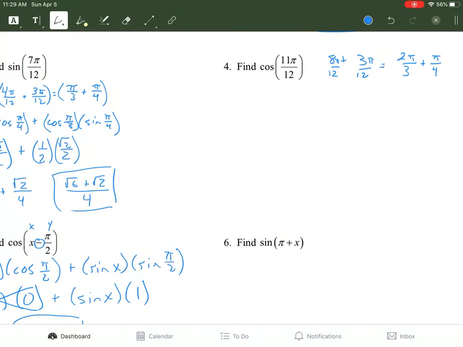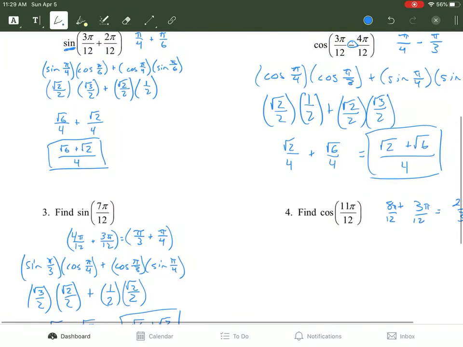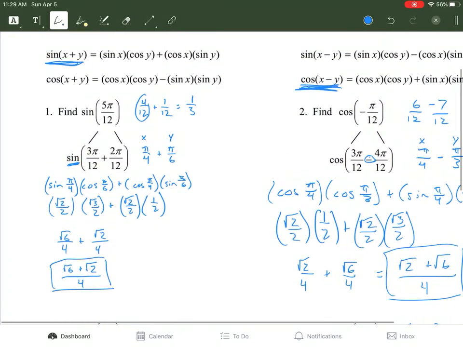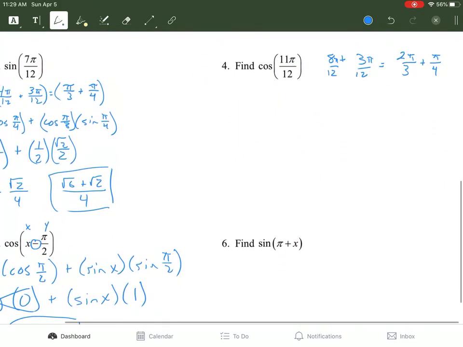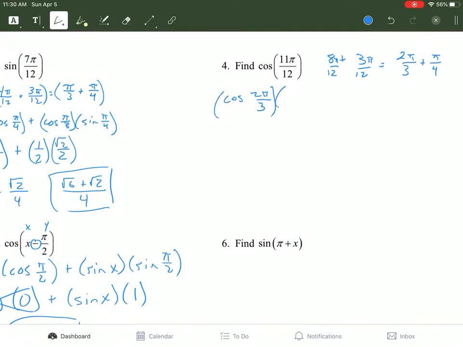Okay. So we go back up to our formulas. We can see, since we're adding in this cosine, we're going to use this formula, cosine of x plus y. So we're going to have cosine of x, cosine of 2 pi over 3. That's the x term. Then we're going to have the cosine of y, which is pi over 4. The formula says minus. Then we have sine of 2 pi over 3 times the sine of pi over 4.